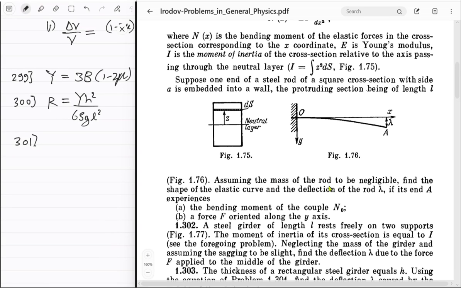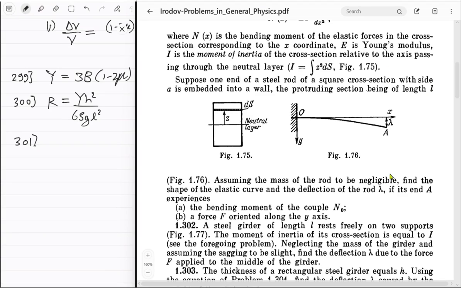Assuming the mass of the rod to be negligible, find the shape of the elastic curve and the deflection of the rod if its end A experiences the bending moment of a couple, and B, a force F oriented along the y-axis. I think all that's saying is, A experiences a torque basically, right? There's something on which A is producing this much of torque. If that happens, then you have to figure out the shape of the elastic curve. And B, there's this force. So okay, there's strain and whatnot. I get both of the curves are going to be different. But how?